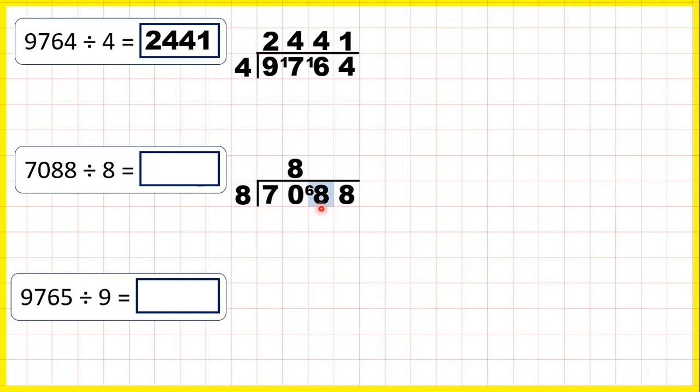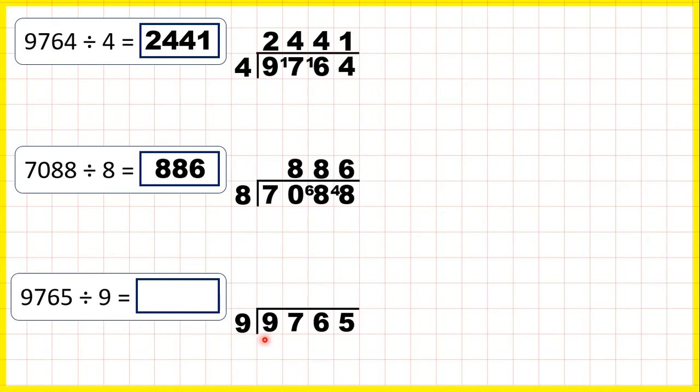Now 68 divided by 8 is 8 remainder 4, and that's because 8 times 8 is 64, but from 64 we need to count on another 4 to get to 68. And finally we have 48 divided by 8, which is 6, because 6 times 8 is 48. So our answer is 886.